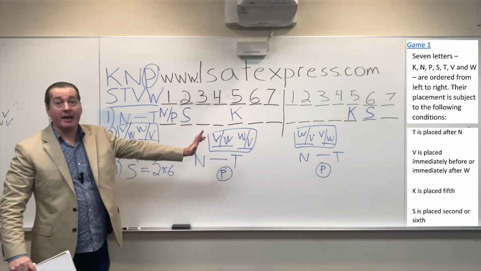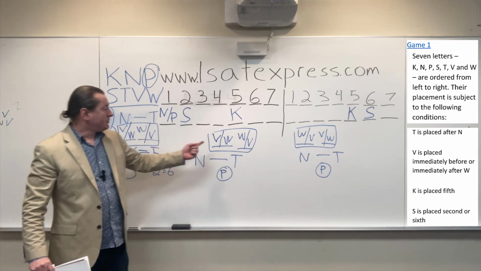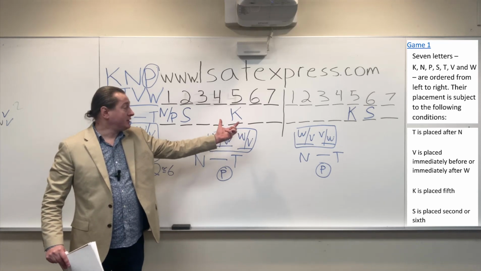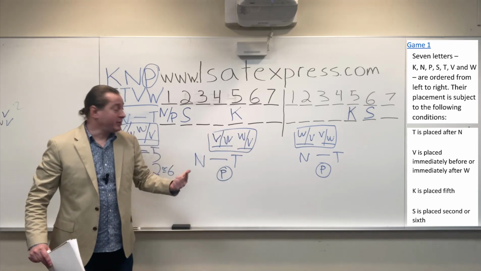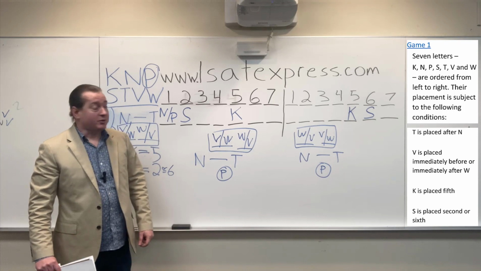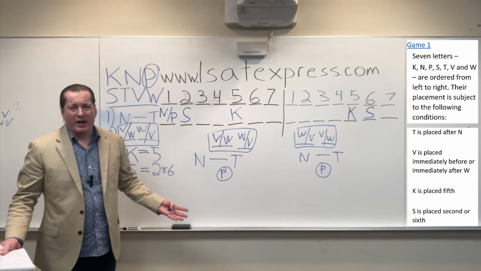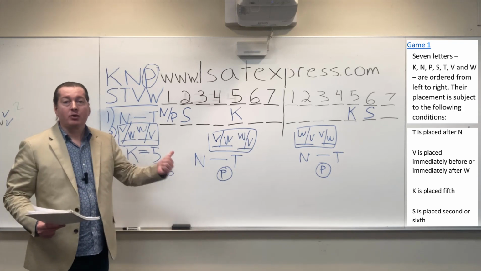How about who could be last? Well, let's see. This VW block could be at the end. It could be in the 6, 7 slot. So W could be last, V could be last, P, of course, could be last, our floater, and T could be last. We're not going to write down 4 items, but you always want to ask yourself, who could be first, who could be last?